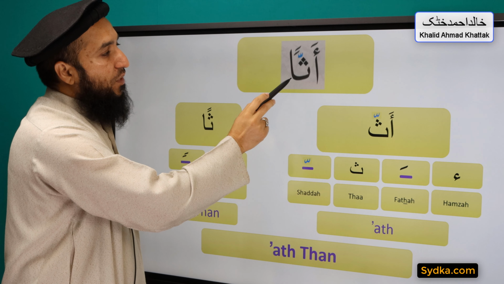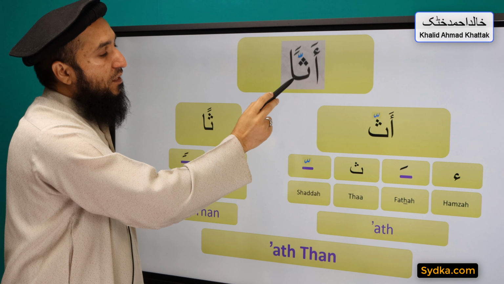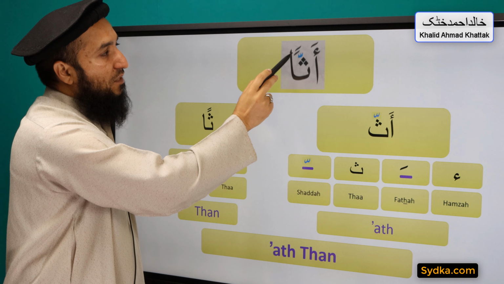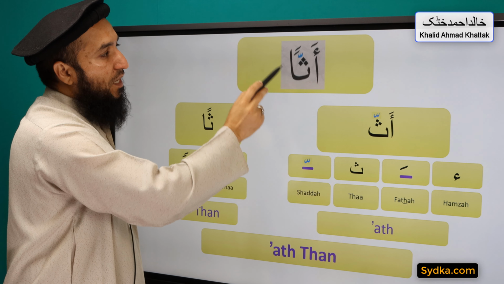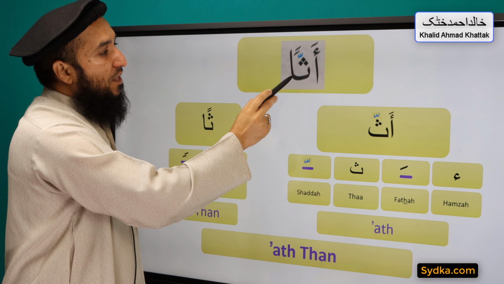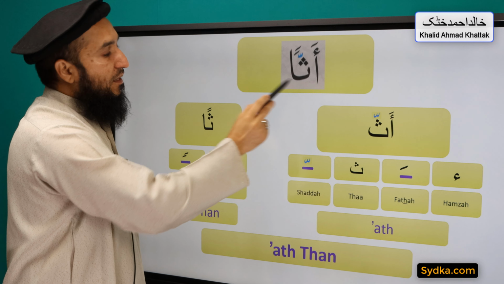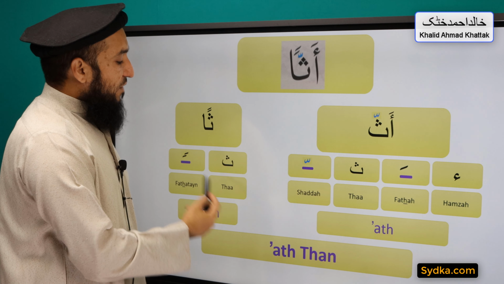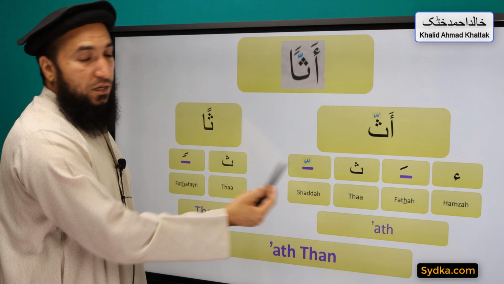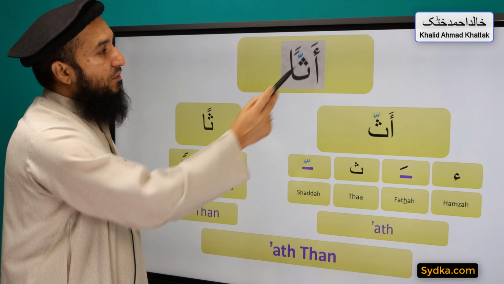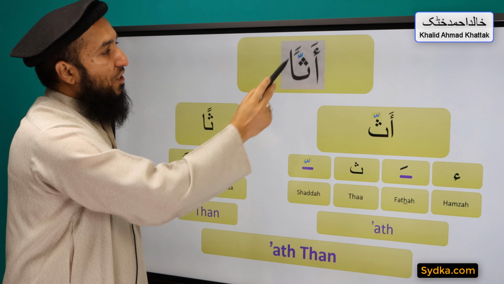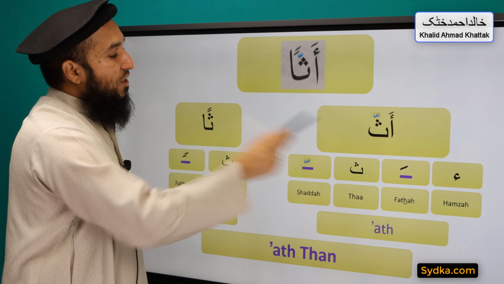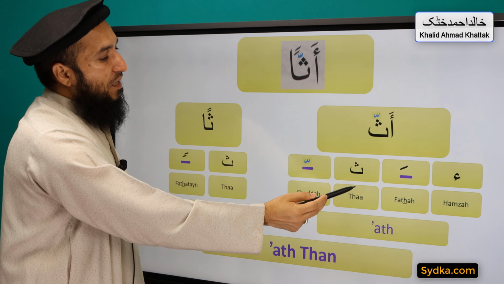The second syllable we have is tha, fathatain, than. Tha is a light letter, it has fathatain on top of it, it is followed by alif and this alif is silent. Tha, fathatain, than. Combining both syllables together, we have athan, athan, athan.